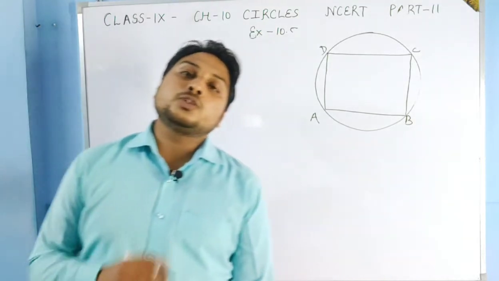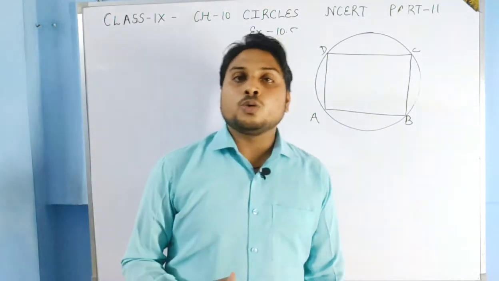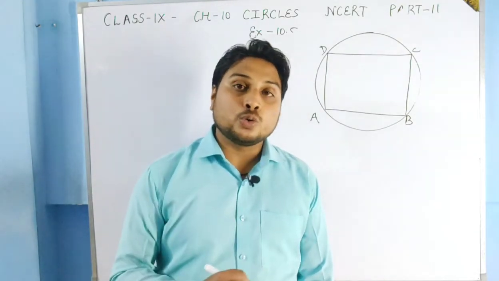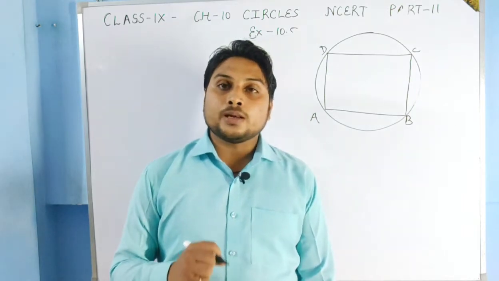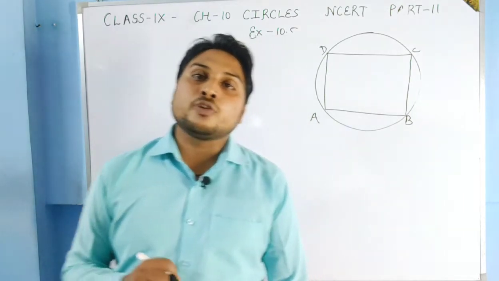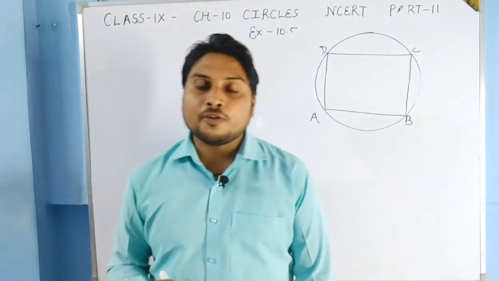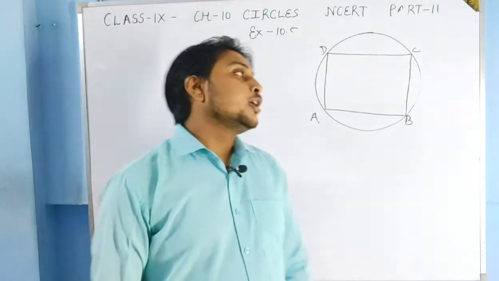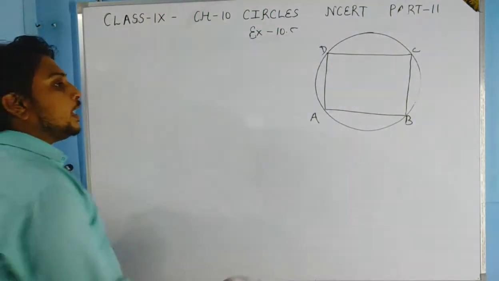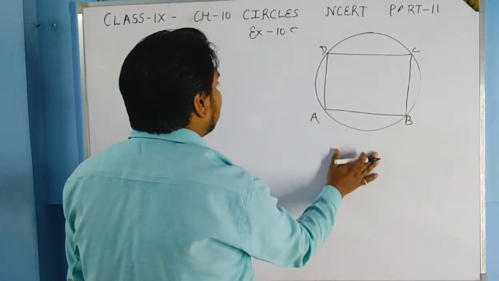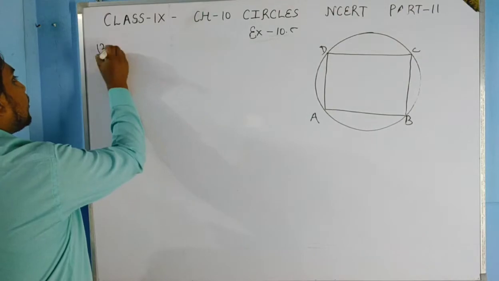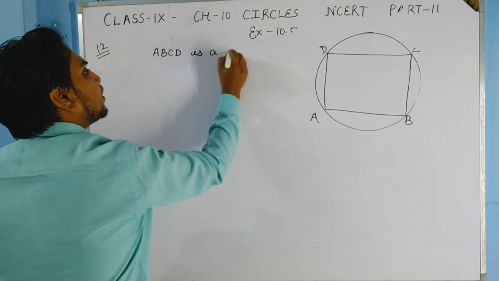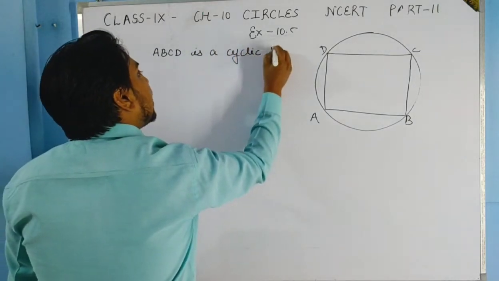Students, I have told you many times that if you want to show a parallelogram to be a rectangle, then you have to show that one angle of the parallelogram is 90 degrees. If you show only this, that one angle of a parallelogram is 90 degrees, then that shape will be a rectangle. So here also we have to show that. It is given that it is a cyclic parallelogram. So here we will write that ABCD is a cyclic parallelogram.